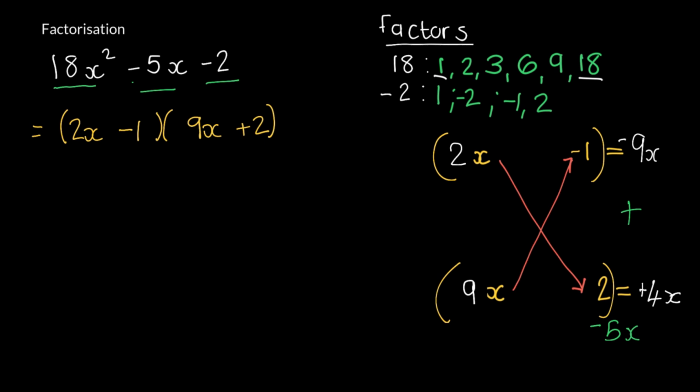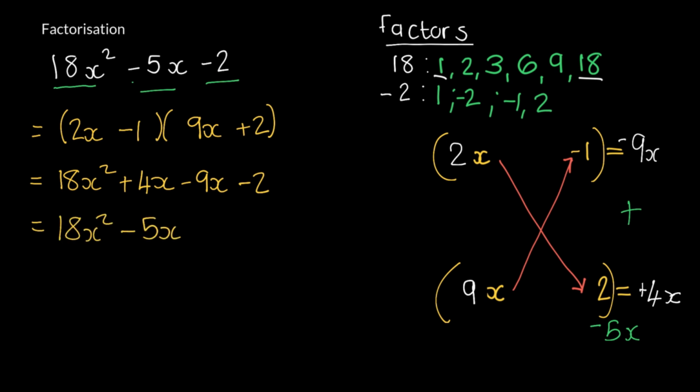Let's see if it actually checks out. We're going to use the FOIL method to multiply out and see if we get back to the original expression. So 2x multiplied by 9x gives me 18x squared. 2x multiplied by 2 is plus 4x. Negative 1 multiplied by 9x is negative 9x. And then negative 1 multiplied by 2 gives me negative 2. That gives me 18x squared minus 5x minus 2, which looks exactly like that one over there. So we've got the right factorization.